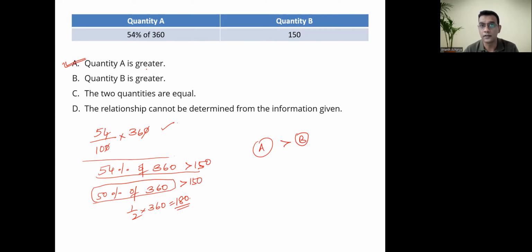The other way, which can be slightly lengthier compared to what we just did, is to look at what you are comparing. You're comparing 54% of 360. So let me see, 150 is what percentage of 360? Now, rather than comparing value to value, I'm going to compare percentage to percentage for 360 itself. On the left-hand side, I have 54% of 360. On the right-hand side, I'm calculating what 150 out of 360 is as a percentage.